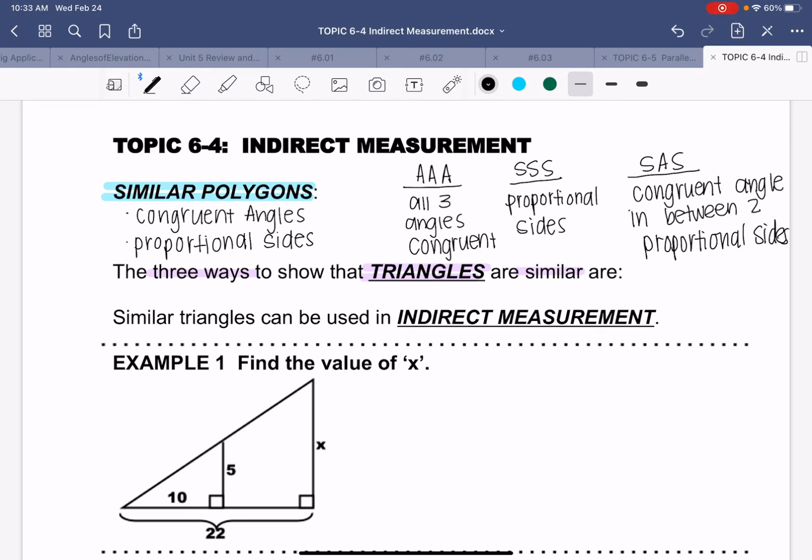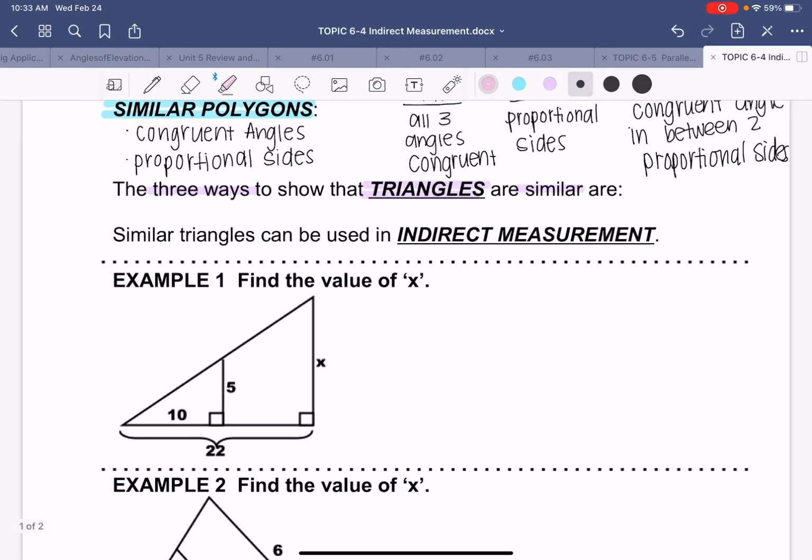Okay, now these aren't super important right now. I'm not going to ask you to say which congruency or which statement shows these triangles are similar. It's just me telling you that the reason we only need little information to say that these triangles are similar is because of these 3 reasons, okay? So the reason we're going to be able to solve the questions we have right now is because the triangles are already similar through either AAA, SSS, or SAS, okay? So similar triangles can be used in indirect measurement.